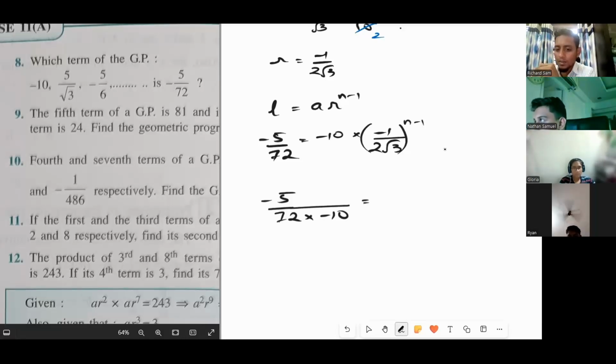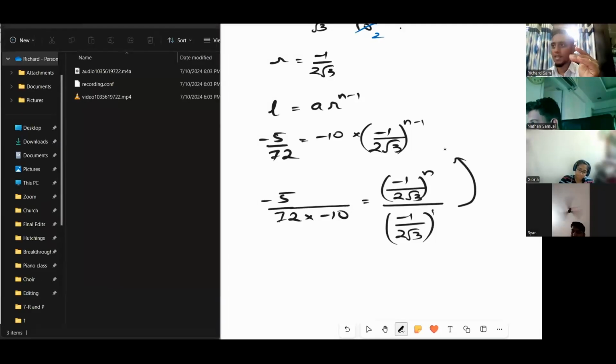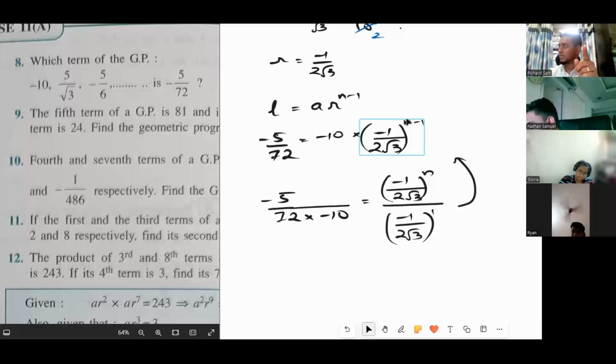Equal to, here on the numerator we'll take minus 1 upon 2 root 3 raised to n, and in the denominator we'll take minus 1 upon 2 root 3 raised to 1. See, normally we used to do the reverse order, right? When the bases are same and you're dividing them, what do we do with the powers? We will minus, no, n minus 1. We normally do the reverse. Bases are same and there's division in between. That time we minus the powers. So here we're doing it the other way. Clear, everyone?